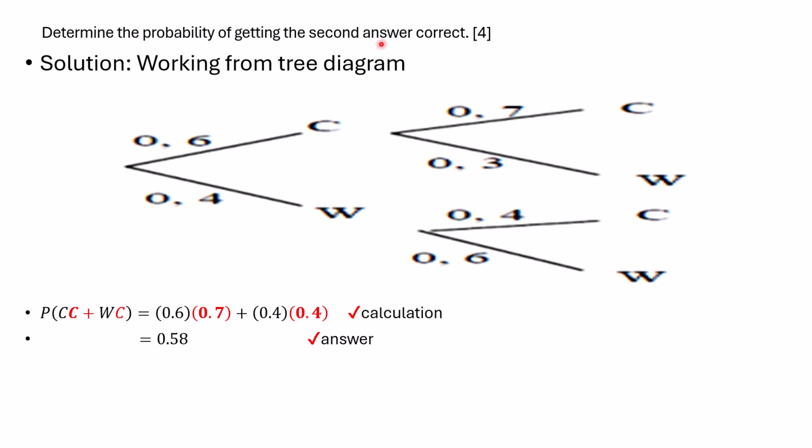All right, determine the probability of getting the second answer correct. Working from the tree diagram, we have the probability of CC plus the probability of WC. We want where the second is correct. So 0.6 times 0.7 plus 0.4 times 0.4. We simplify that, it gives me 0.5. So 1 mark for your calculation and 1 mark for your answer. So that was that exam question for 4 marks. Right, let's look at another exam question. I'll try to keep it down to 2 or 3 exam questions per presentation.